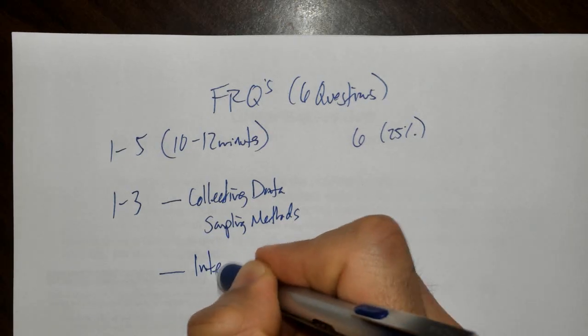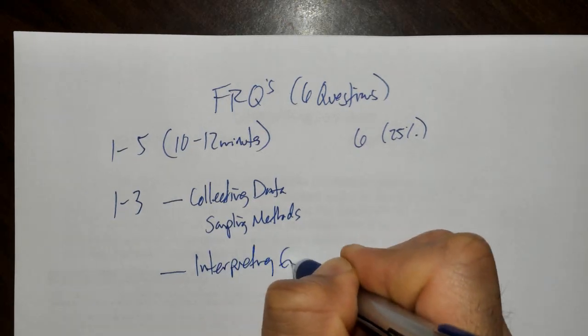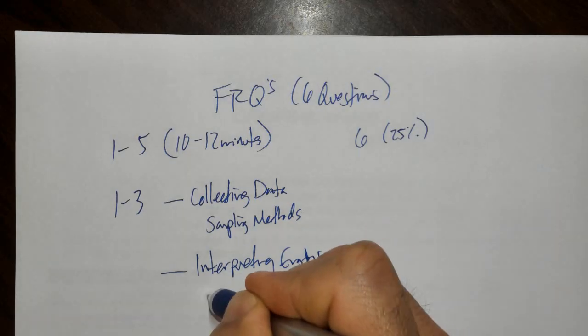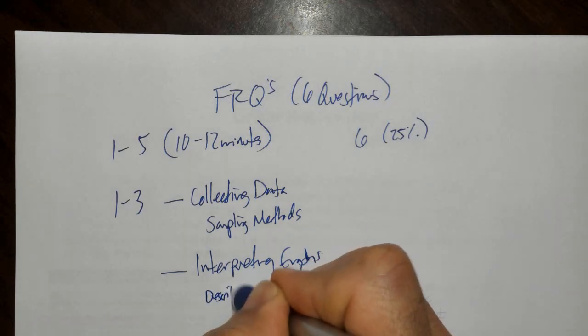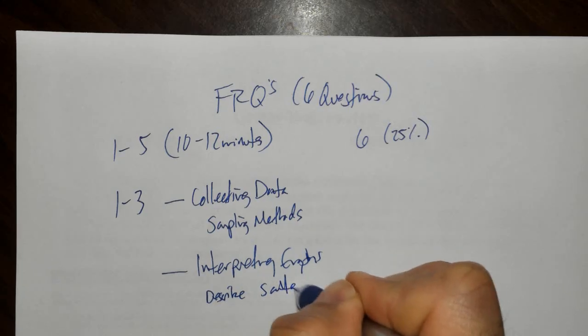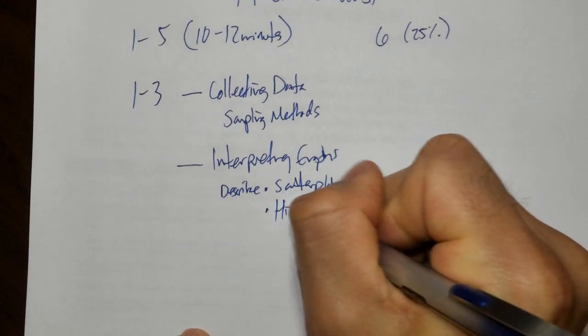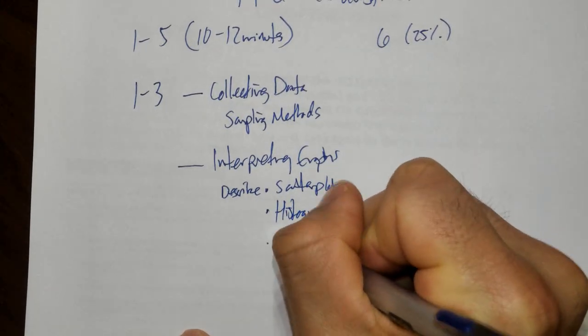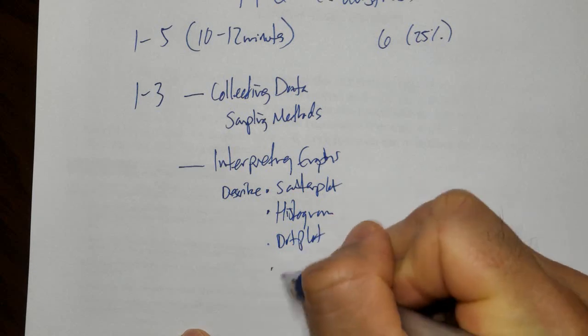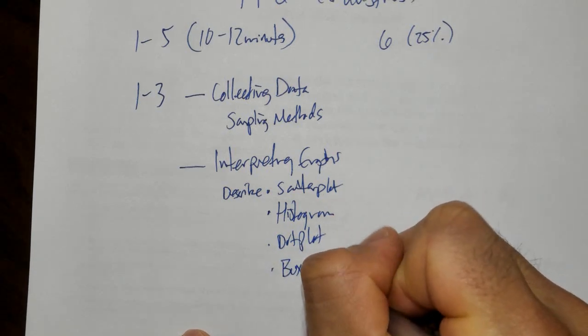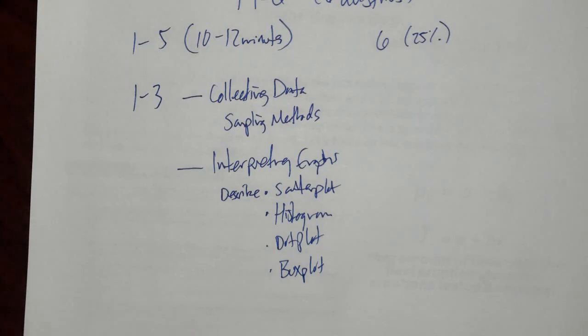But in this you can also interpret stuff, right? Interpreting graphs. So can you describe, say, a scatter plot? Can you describe a histogram, dot plot, box plot, right? This is where you do the compare and contrast. It's approximately normal. There's no outliers. This is where you go through that process of describing things, right? So that's a lot of questions 1 through 3.